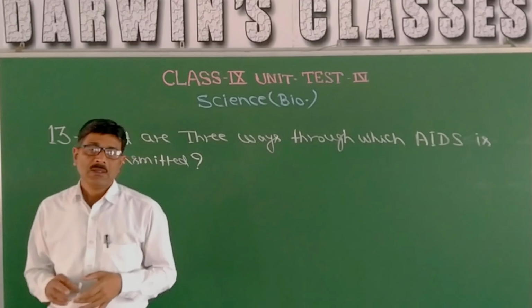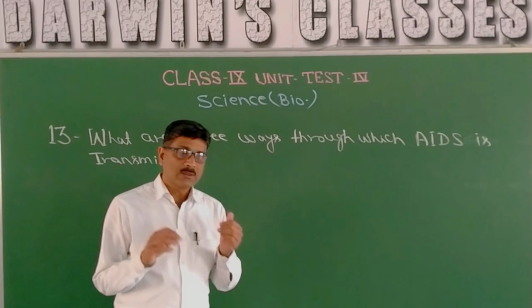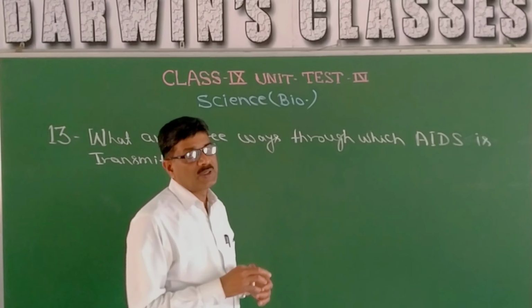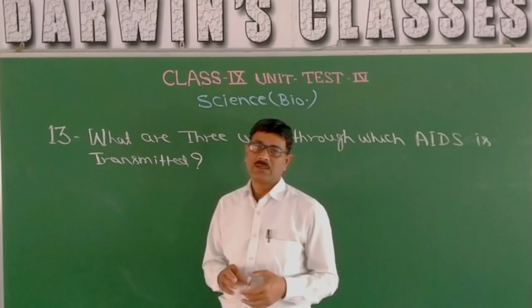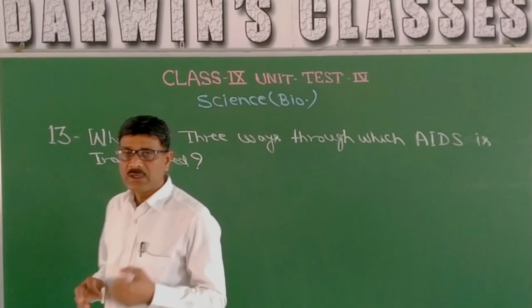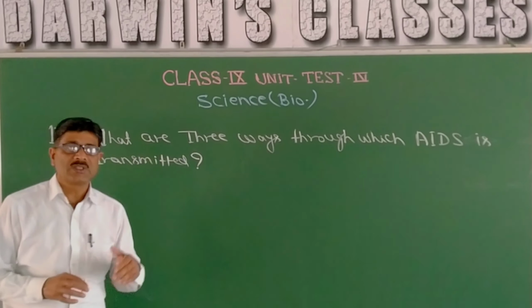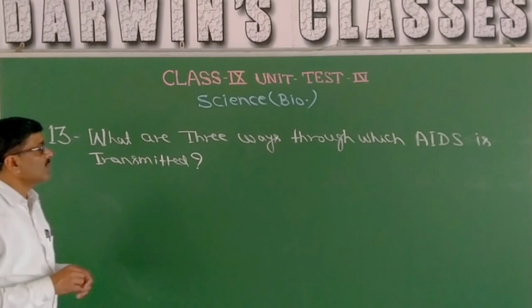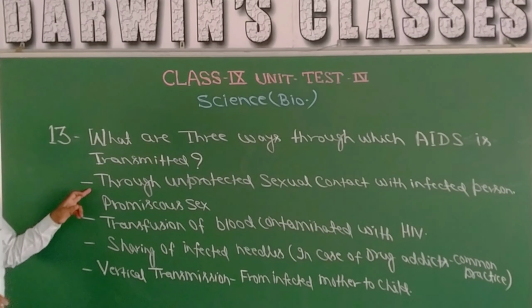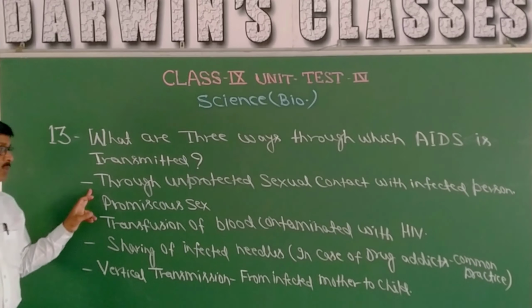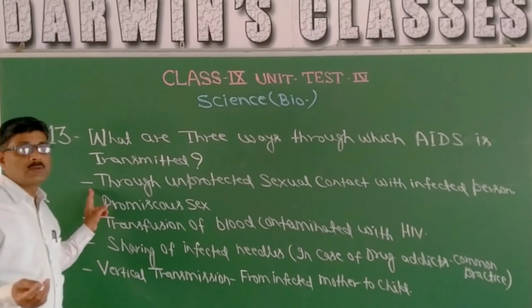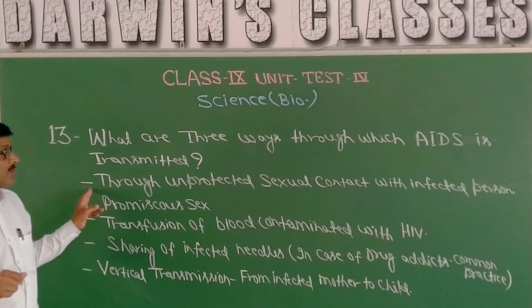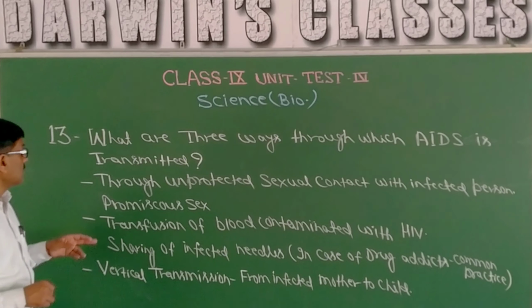It may happen either during the childbirth, during parturition, when there will be mixing of blood, or even after childbirth through mother's milk. So these are the important modes of transmission of AIDS, which can be written as: first one is through unprotected sex or sexual contact with unknown persons that may be HIV positive, and in that case the disease will spread.